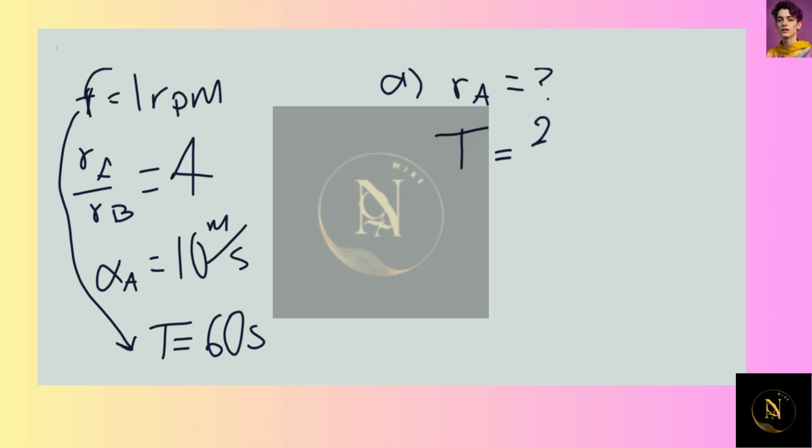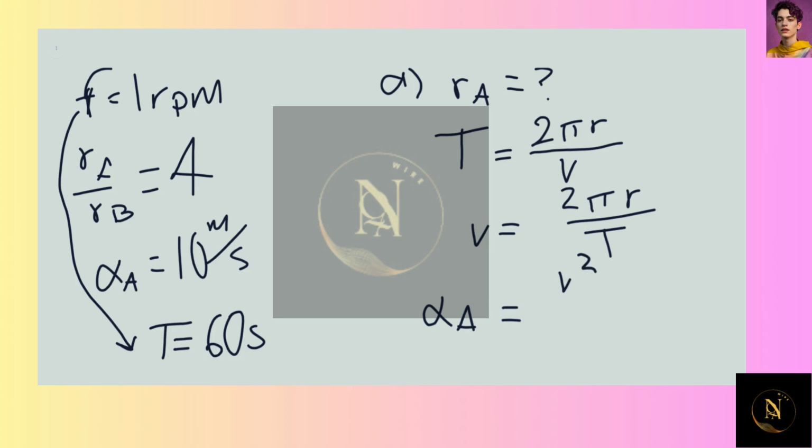We know that T is equal to 2 pi r over v, which means that we can rearrange to solve for velocity, a quantity that we're not given in this problem. We also know that angular acceleration is equal to v squared over r. That means that we can plug in the quantity that we just solved for in order to solve for our angular acceleration. So we get alpha is equal to 4 pi squared R_A over T squared.